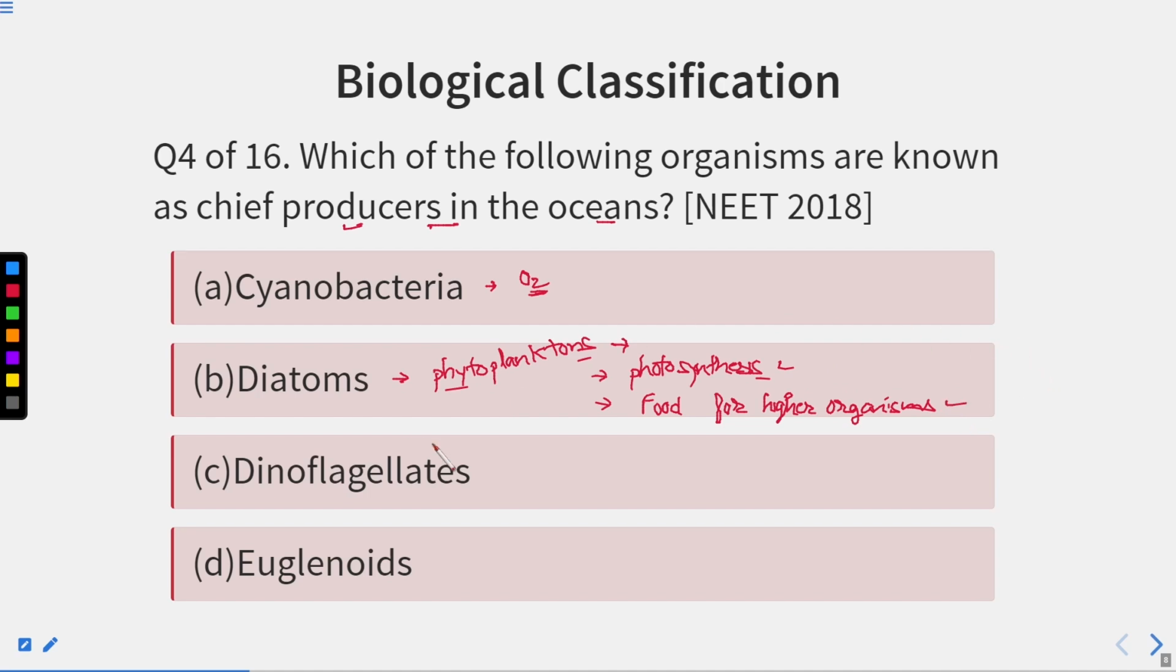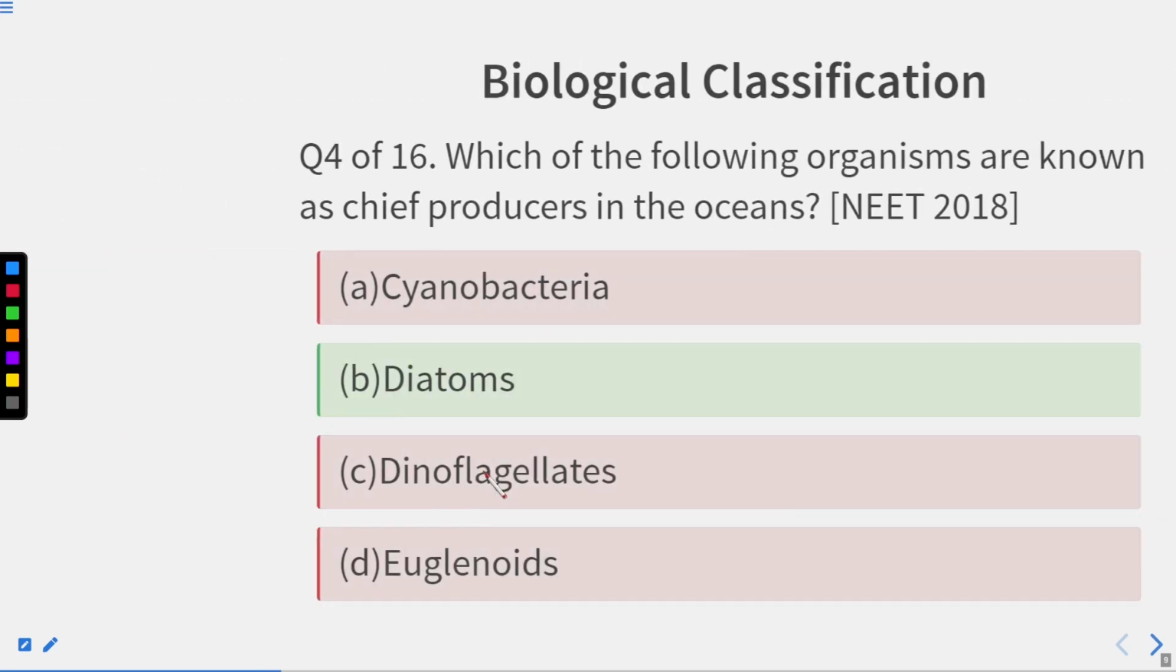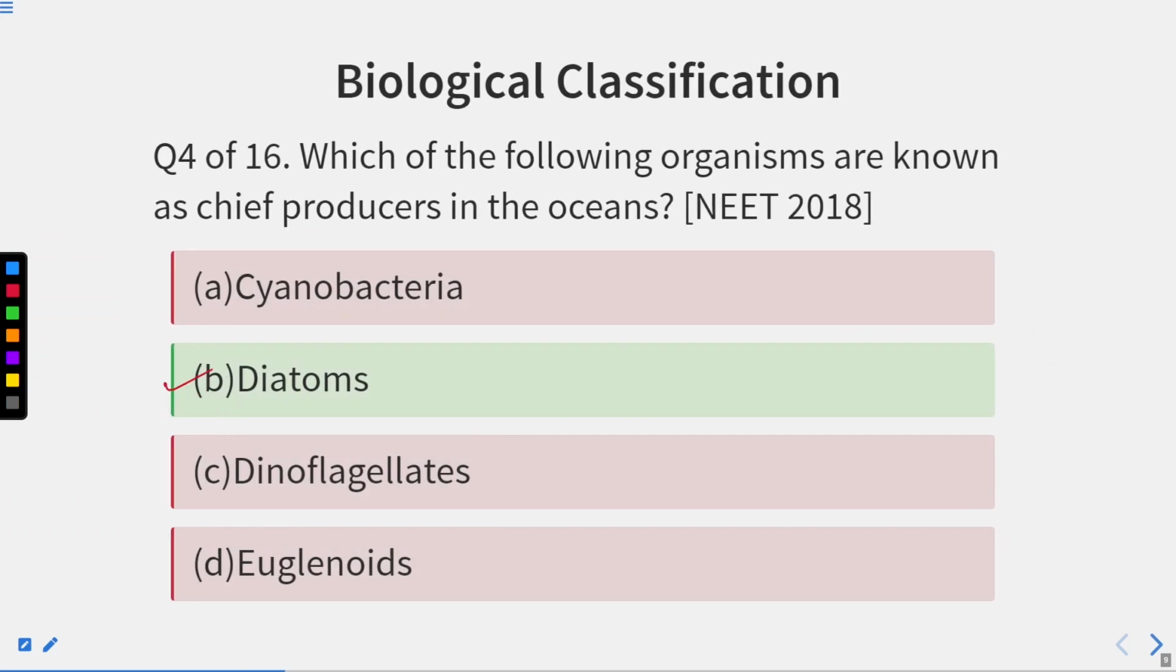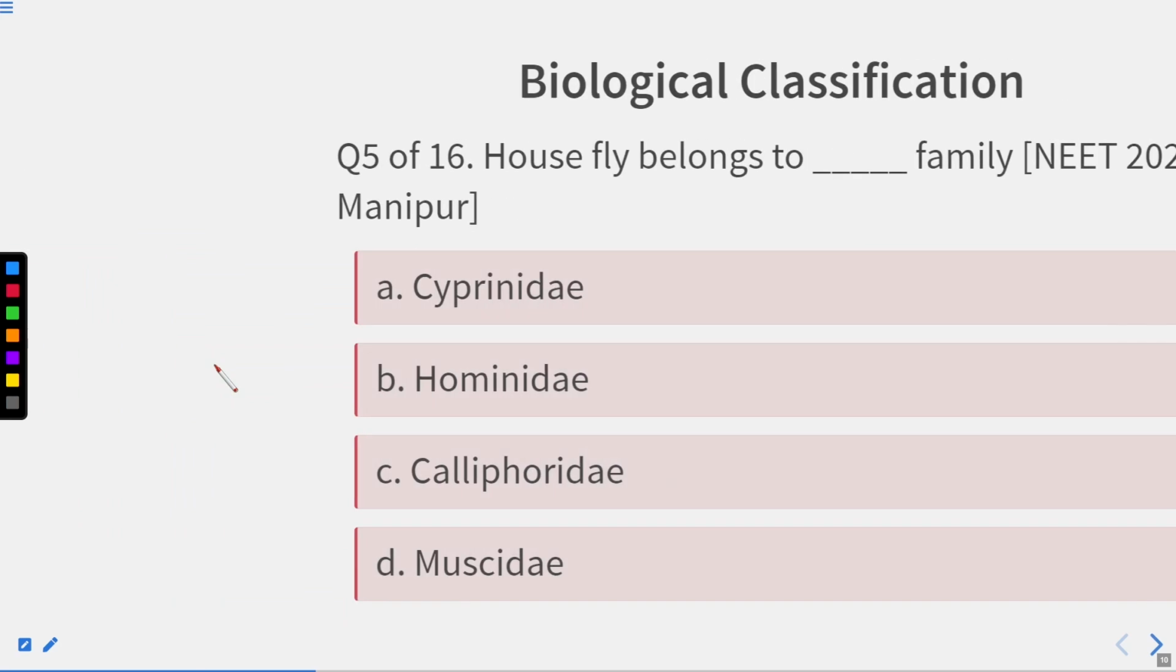Now dinoflagellates. Dinoflagellates are also very high in number but less than diatoms. So they also form a very large group of organisms. Now euglenoids is also not the correct answer. What is the answer? Option B, diatoms are the chief producer in the ocean.